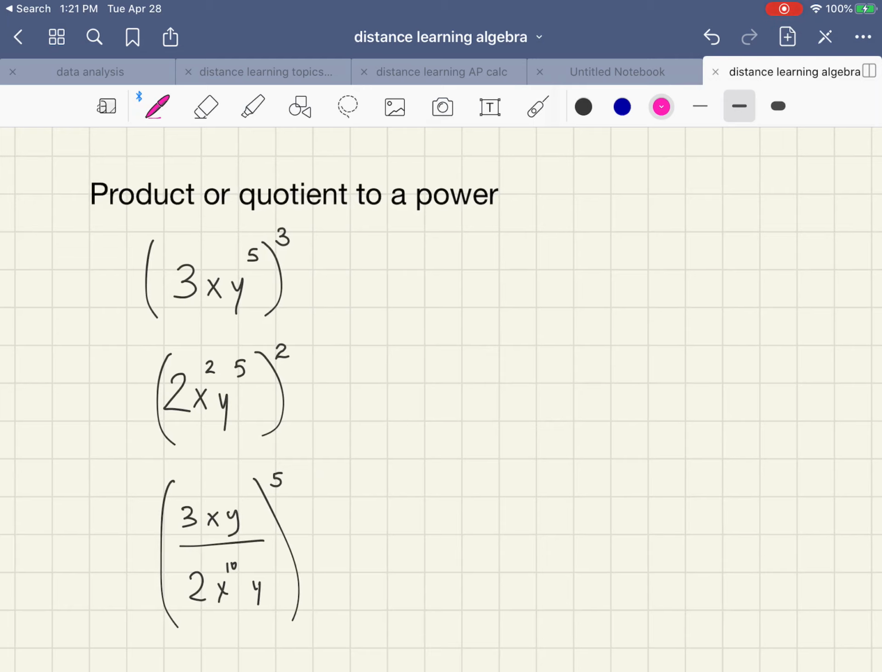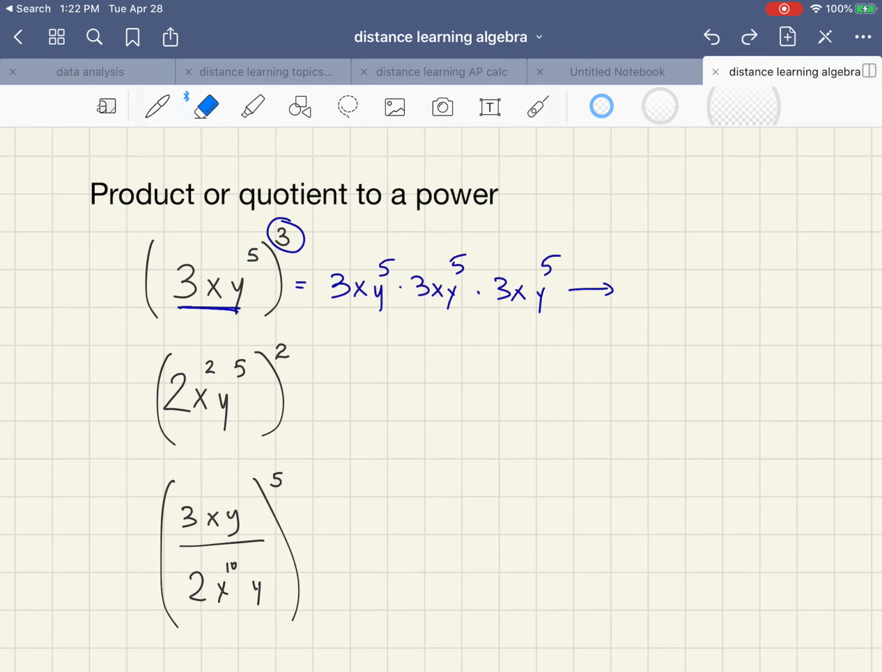What happens when you have a product or quotient to a power? So really this is 3x y to the 5th all being raised to the 3rd. Now the long way to do this out would be saying 3x y to the 5th, 3x y to the 5th, and then 3x y to the 5th. And then we could use our properties of multiplying exponents. I don't want to do that. I want to use my new power to a power property.